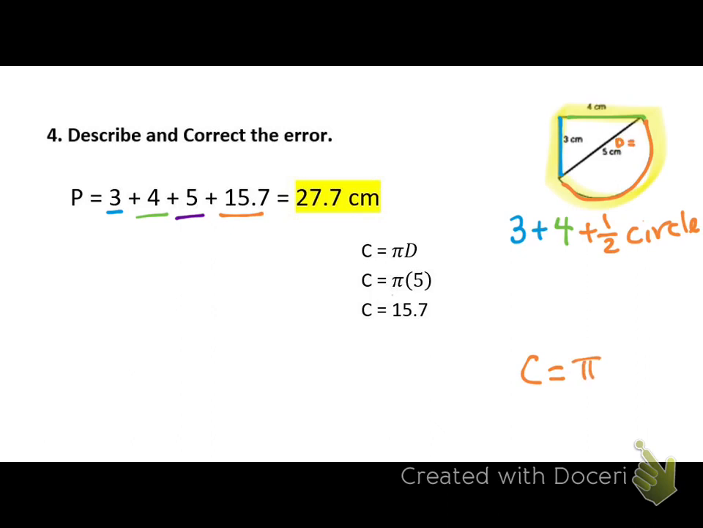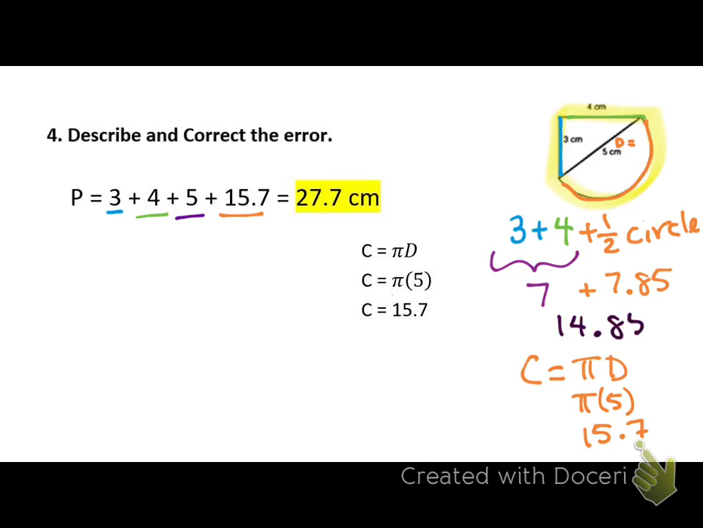So circumference equals pi times d. So pi times 5. I'll type that in. We get 15.7. But it is a half of a circle, and we found the circumference of a whole circle. So we'll have to divide that by 2. I got 7.85. We'll combine it with the 3 and the 4, which makes 7. So we should get 14.85 centimeters. So it does say describe and correct it. We corrected the error. Now we need to describe the error.